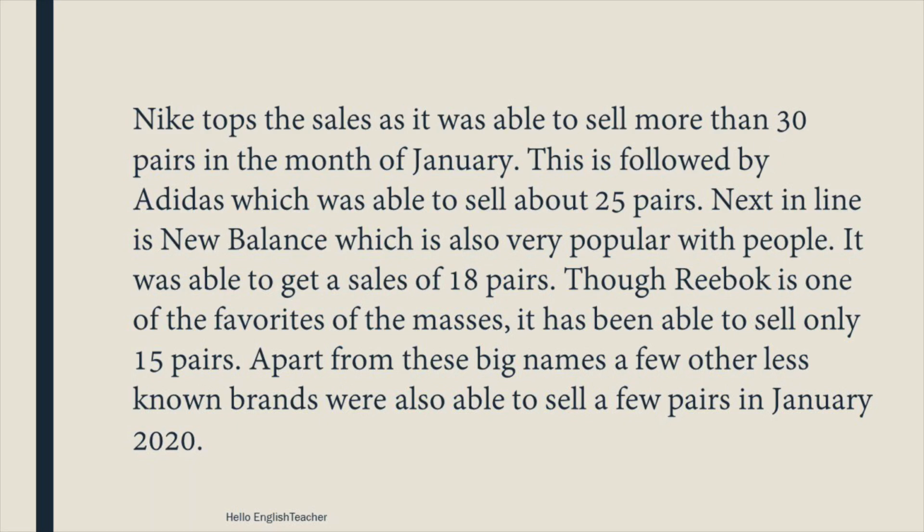Though Reebok is one of the favorites of the masses, it has been able to sell only 15 pairs. Apart from these big names, a few other less known brands were also able to sell a few pairs in January 2020. So, you have clearly analyzed and compared the sale of various brands according to the data given in the chart. Okay. So, you have not used any of your own facts, all these facts are clearly depicted in the data. So, this is how you have to write your second paragraph, by analyzing and comparing.